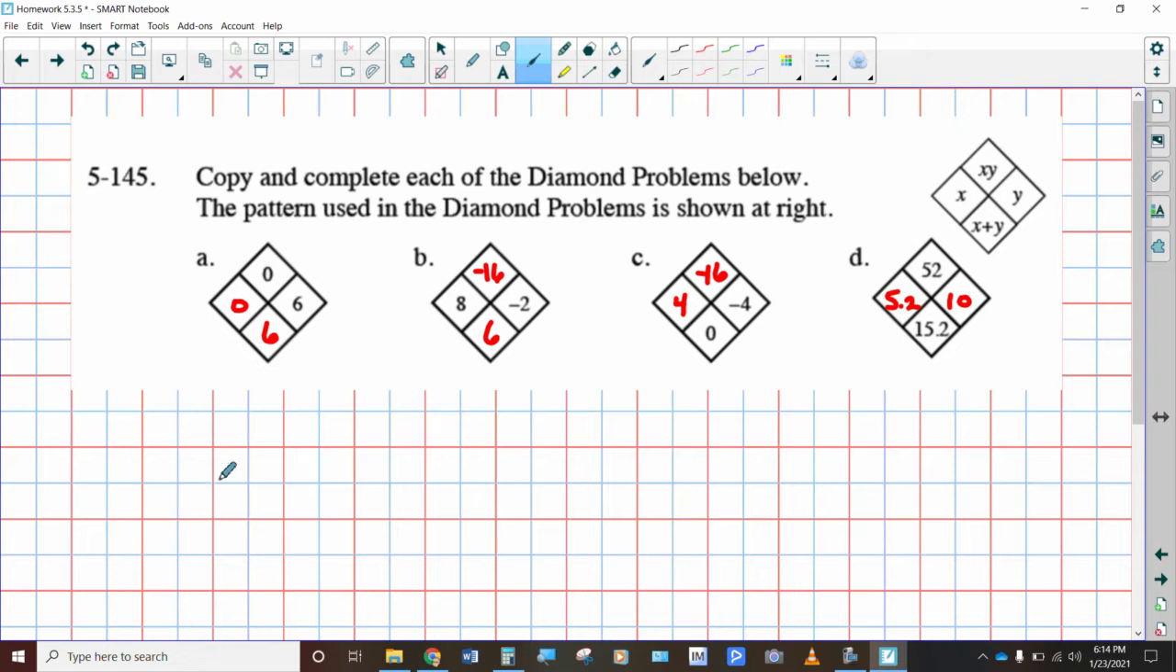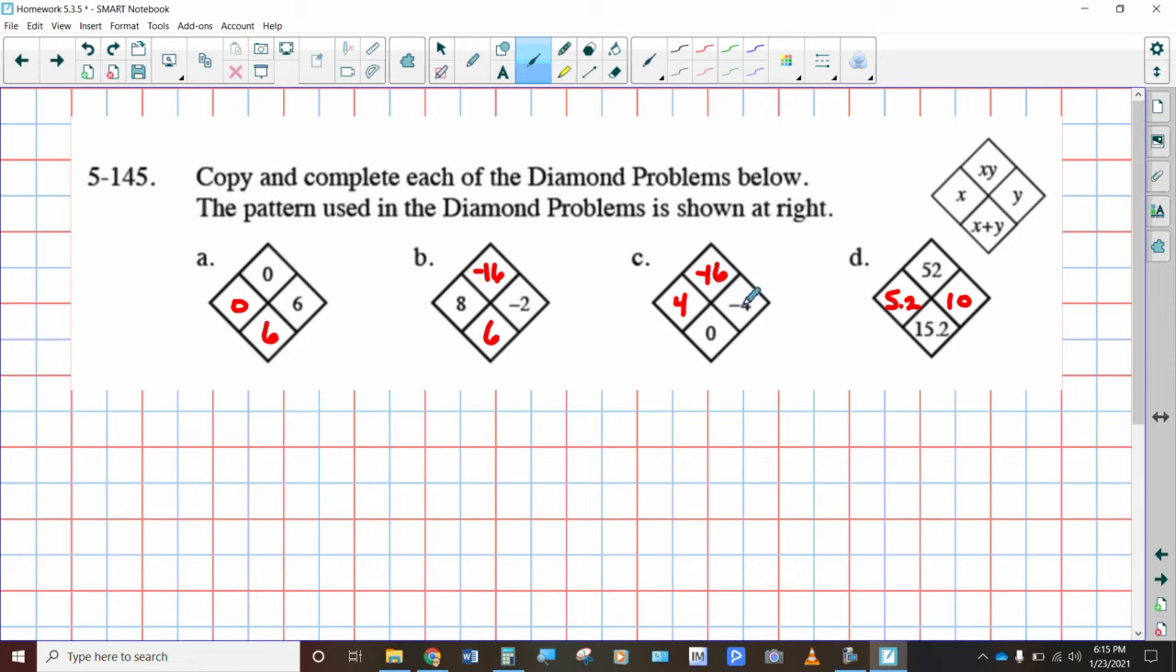The good old diamond problems: remember you multiply these two numbers together to get the product on the top, and you add them together to get the sum on the bottom. So in this case, 8 times negative 2 is negative 16, and 8 plus negative 2 is positive 6. Here you'd have to think, what do you multiply times 6 to give you 0? It must be a 0. So then 0 plus 6 is 6.